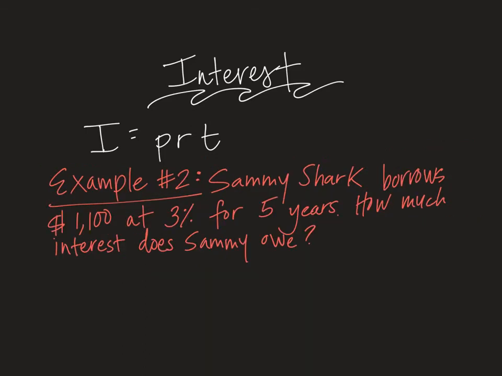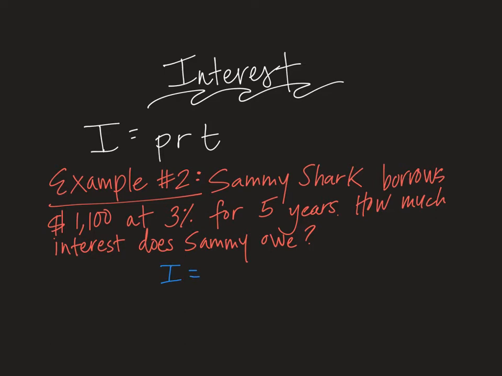Okay, guys, so here's example number 2. This is an example where interest could kind of be a negative thing because it's money that you owe. So Sammy Shark borrows $1,100 at 3% for 5 years. How much interest does Sammy owe? So again, we're going to be finding the interest. So we can just write our I. Let's figure out what our P is.